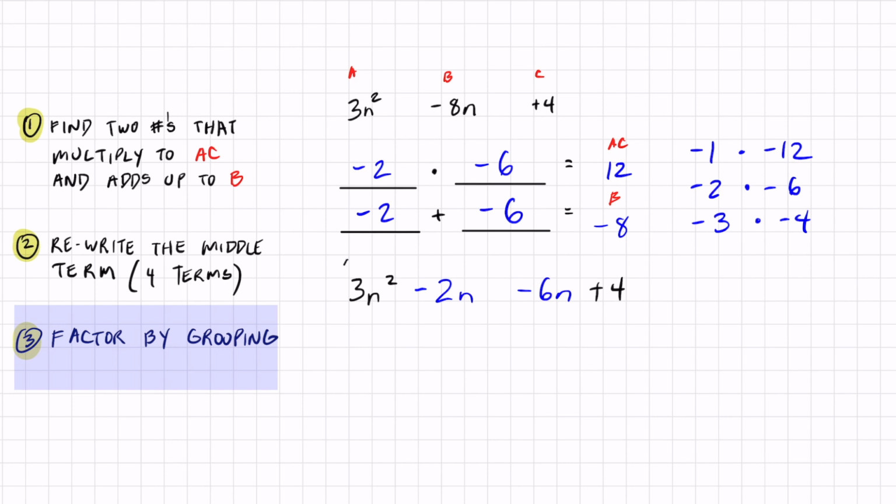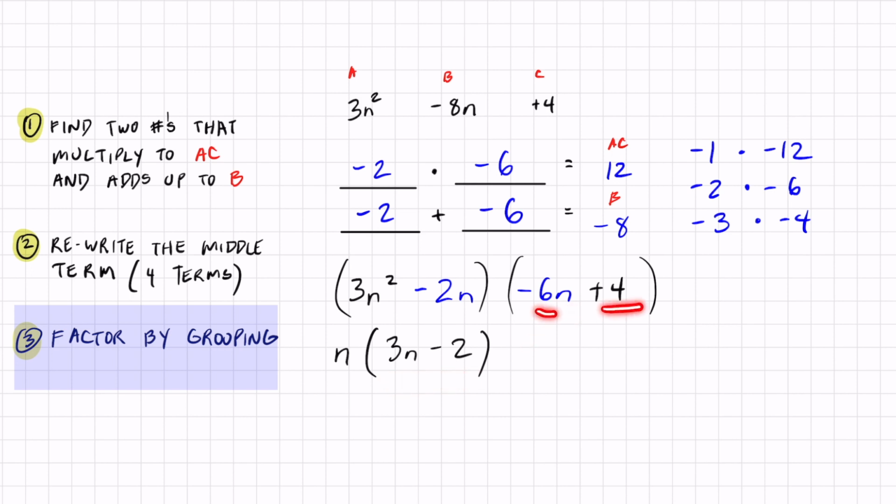So I'm gonna put two parentheses here, and you're going to just factor out the greatest common factor from each parentheses, starting with the first one. 3 and 2 don't have any common factors, but n squared and n has a common n, which is what I'm gonna write on the outside. If I take out an n, I'm left with 3n minus 2. And this is my goal for the second set of parentheses.